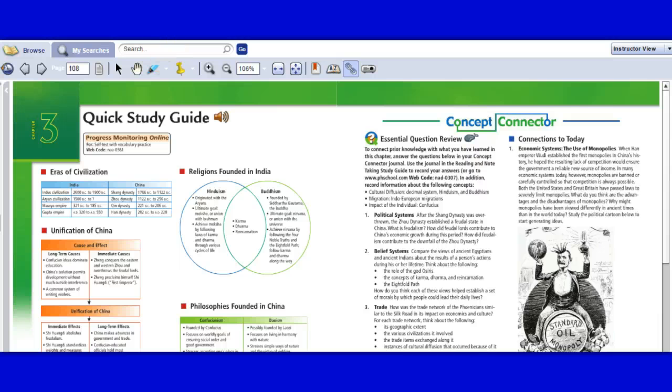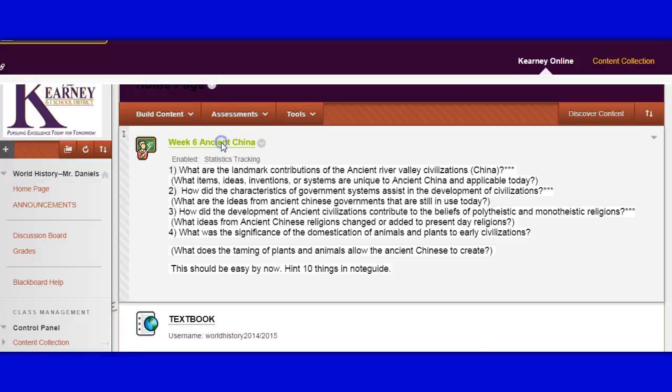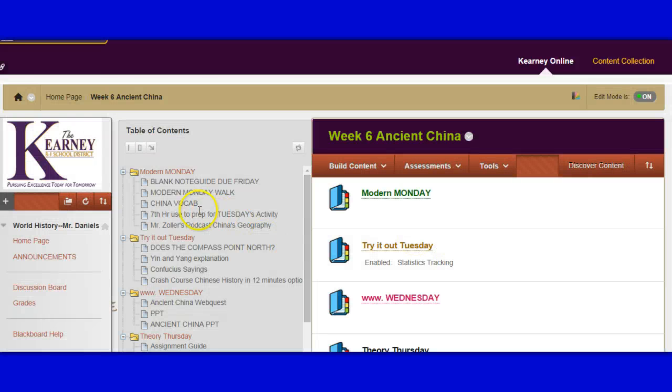So let us get out of the textbook and go back to the website. We're going to jump into week 6, Ancient China. On Monday, you have your note guide, you have your Modern Monday walk. Please take a look at the Modern Monday walk, as it is quite intriguing this week. We'll go over it in class for the most part, but again, take a look at that on your own if you're in 7th hour.